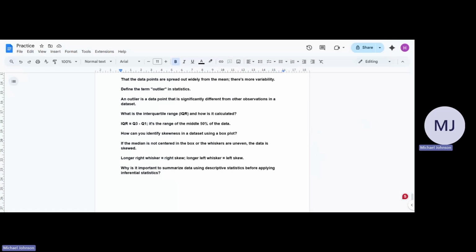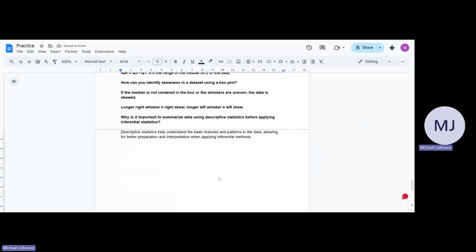Why is it important to summarize data using descriptive statistics before applying inferential statistics? Descriptive statistics help us understand the basic features and patterns in the data.